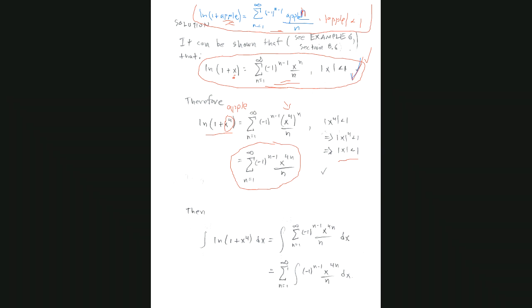Okay, are there any questions before we move on? We still have to solve our problem here. We want to use a power series to approximate the integral from 0 to 0.4 of the log of 1 plus x to the 4th dx, correct to 6 decimal places. So, all right, we have our power series for the log of 1 plus x to the 4th. So then naturally, the integral of the log of 1 plus x to the 4th dx will be the integral of that power series.